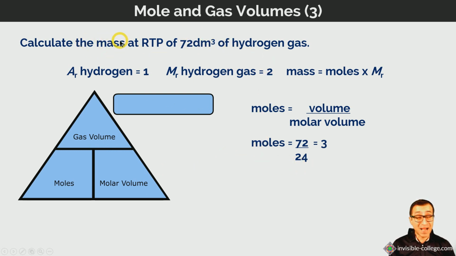Now we can calculate the mass that we have, because we know that the mass is going to be equal to the number of moles that we have multiplied by the relative mass of the substance, in this case the relative mass of hydrogen gas, which is 2. So the mass is going to be 3 times 2, which gives us 6 grams.